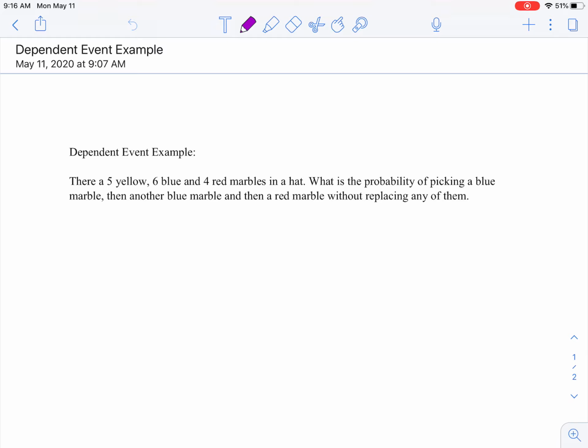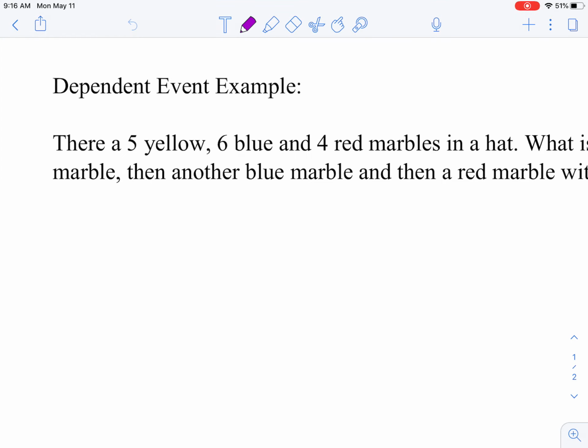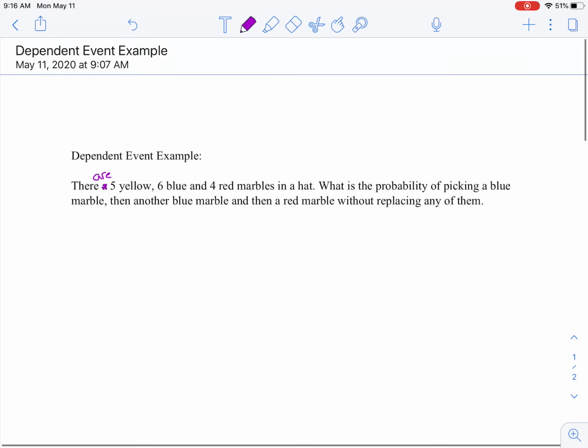There are 5 yellow, 6 blue, and 4 red marbles in a hat. What's the probability of picking a blue marble, then another blue, and then a red without replacing any of them?